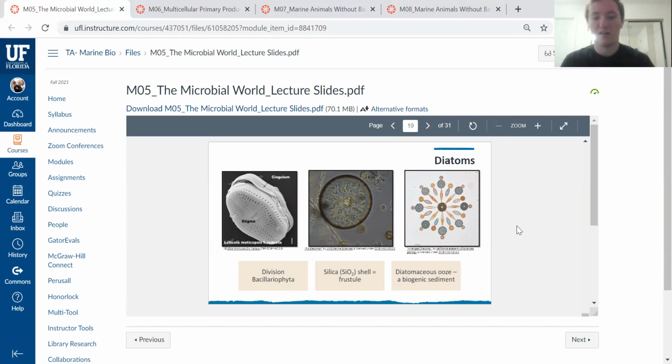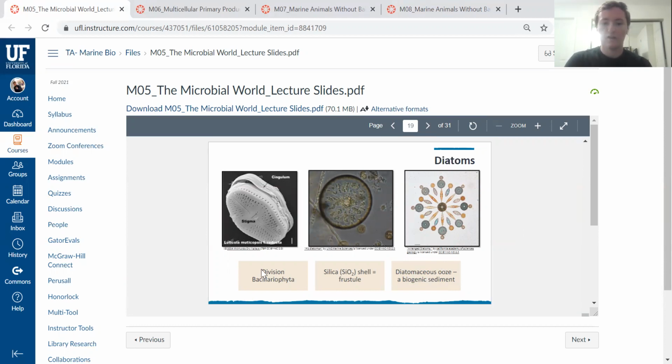So because they are diatoms, when they die off and become the sediment, they become diatomaceous ooze, which makes sense. They're diatoms that are in the sediment. So that's what they're called. Biogenic means it comes from a living organism. So that's a little bit about diatoms.